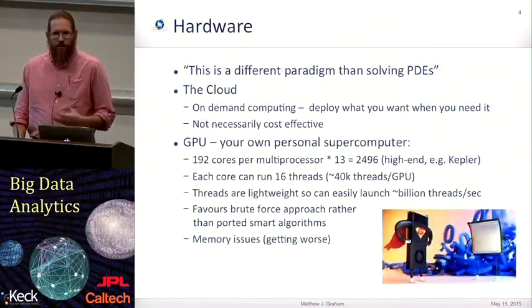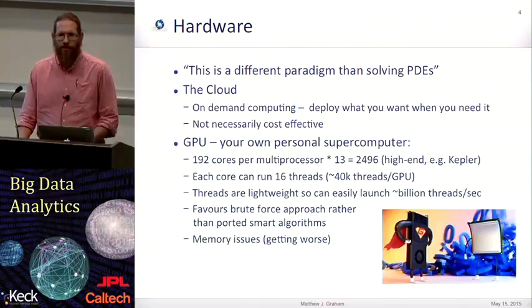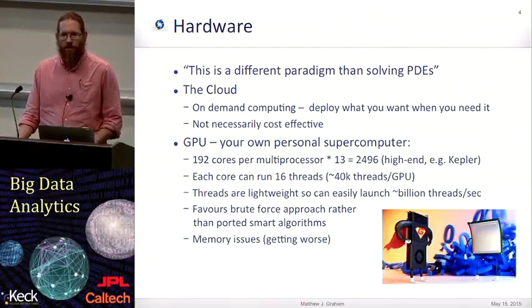In terms of the hardware that you may want to use to run your algorithms on, these types of problems are very different from just solving partial differential equations, which means that you're not looking for a big supercomputer in the basement with large amounts of shared memory and MPI.